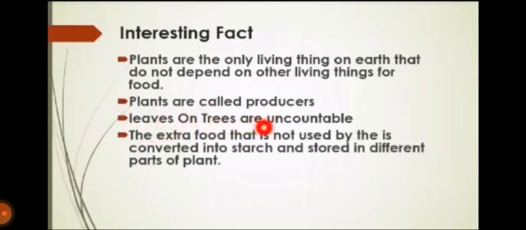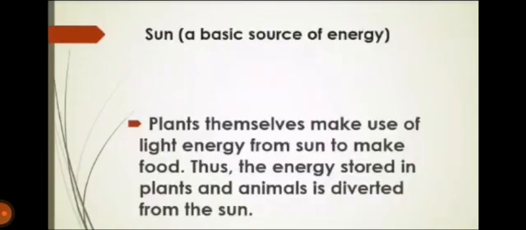Leaves on the trees are uncountable. We cannot count them. So a lot of food is made daily, and extra food is stored by the plants in the form of starch. Plants store this extra food in the form of starch. First, they change the food into starch and then they store it in different parts. So, besides that, what is the function of the sun?